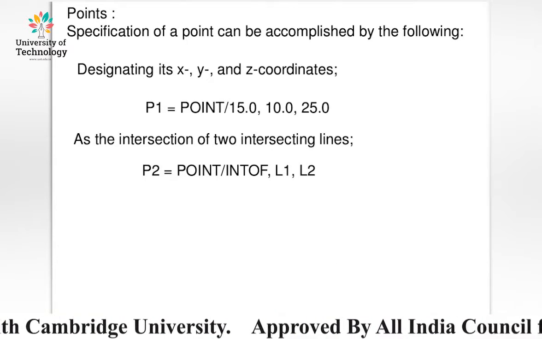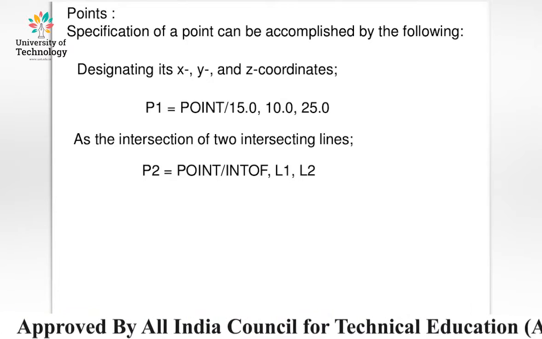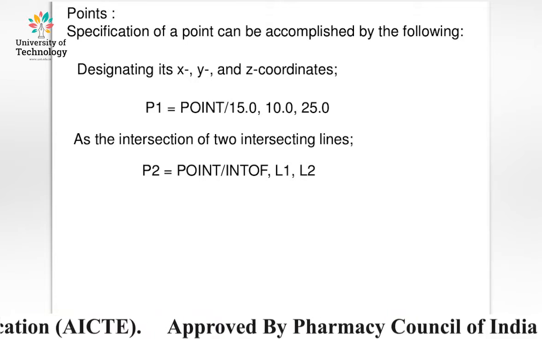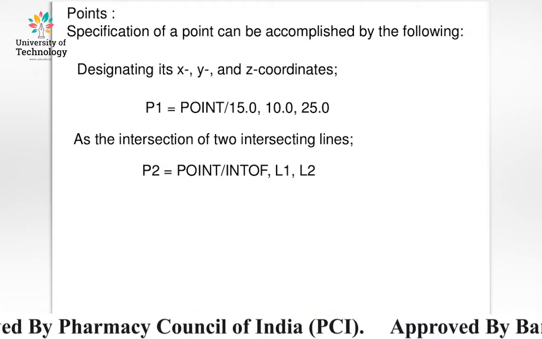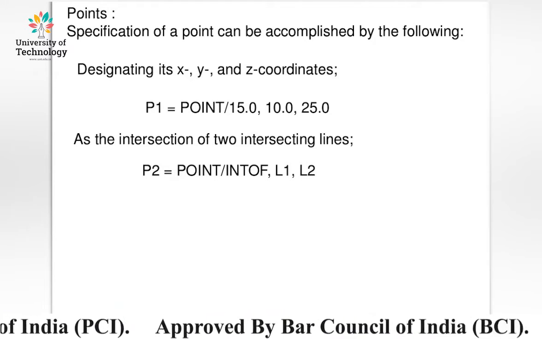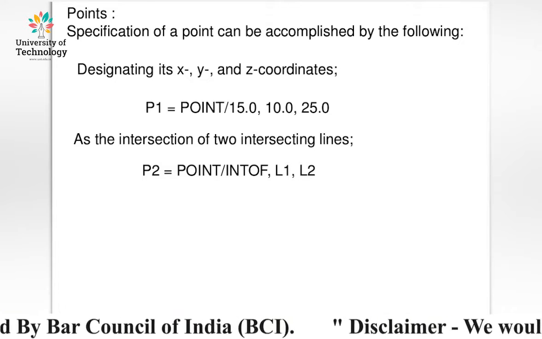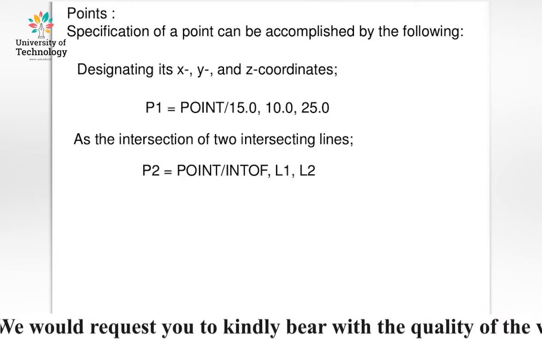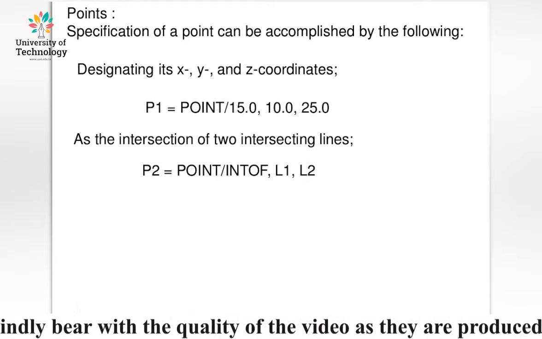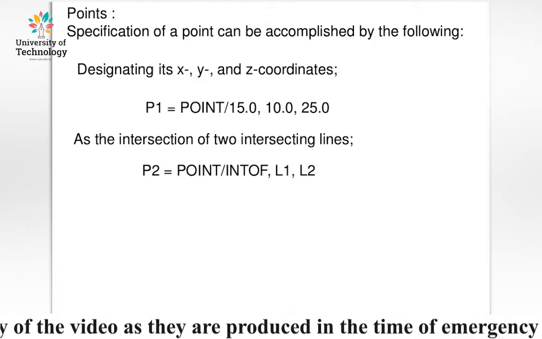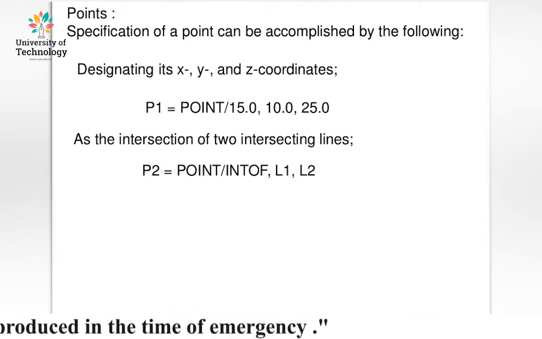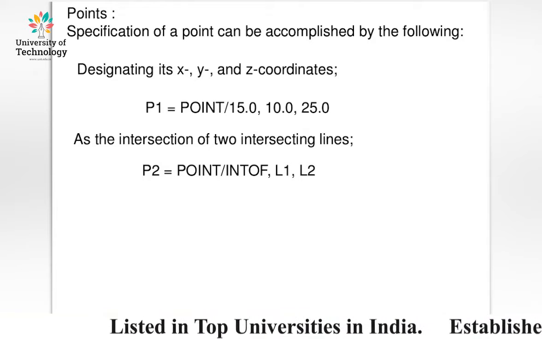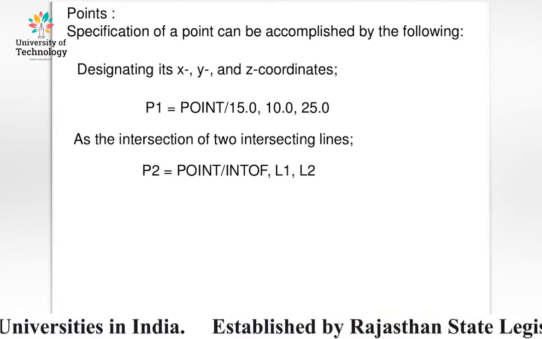Points. Specification of a point can be accomplished by designating its x, y, and z coordinates: P1 equals POINT slash 15, 10, and 25. Or as the intersection of two intersecting lines: P2 equals POINT slash INTERSECTION, comma, L1, comma, L2. That is the basic procedure or method of writing a particular geometry statement for lines.